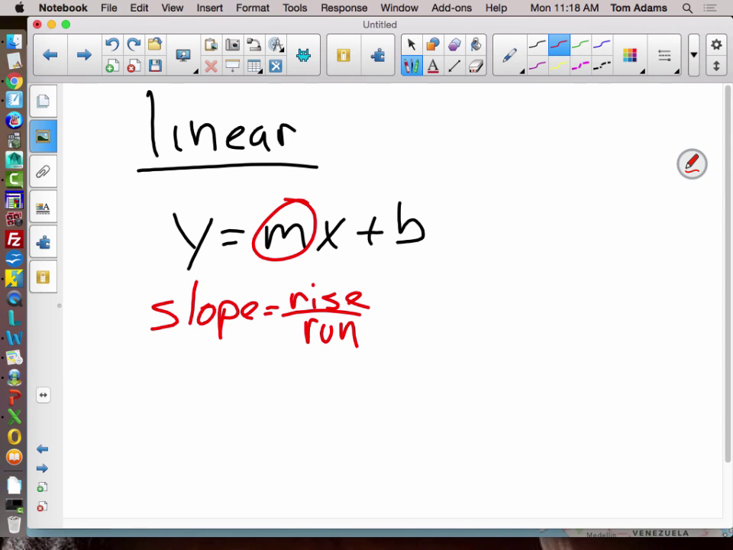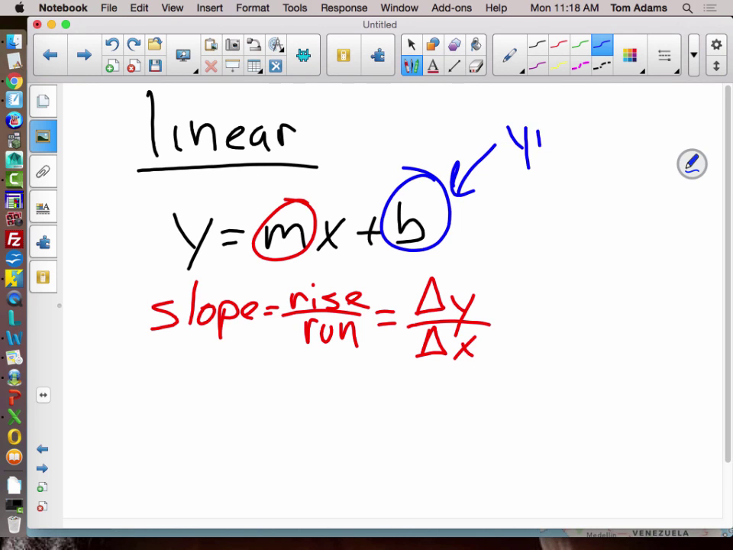What's a real formal math way to say that? Ratio. Yes? Change of y over the change in x. Yeah, or Mr. Adams will say delta y over delta x. Change in y over change in x. This is the Greek letter delta. It's not a triangle. It's the Greek letter delta, and that represents change. So it is the change in y over the change in x. Well, that's cool. What's this b represent? Yes? Y-intercept. Y-intercept. All right.